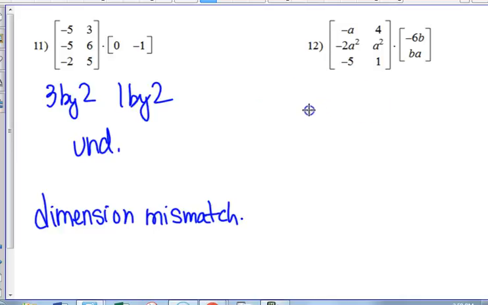Okay, this one's evil. Don't hate. It's got a lot of letters in there, okay? I would not give you one like this on a quiz. But this is a 3 by 2 and a 2 by 1. So what are we going to get? 3 by 1. Okay.